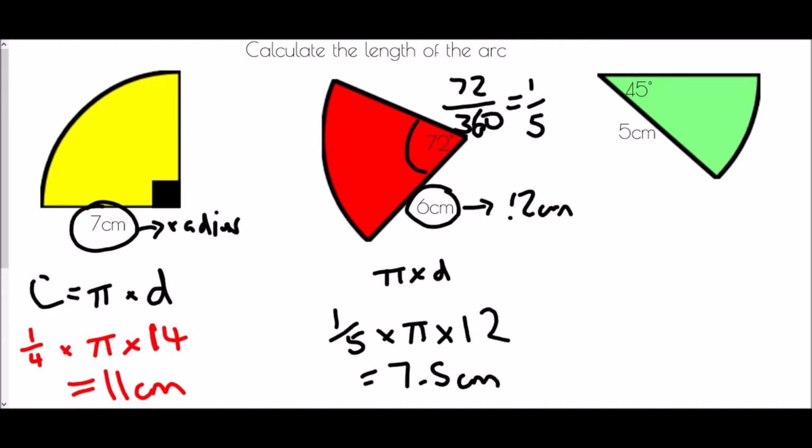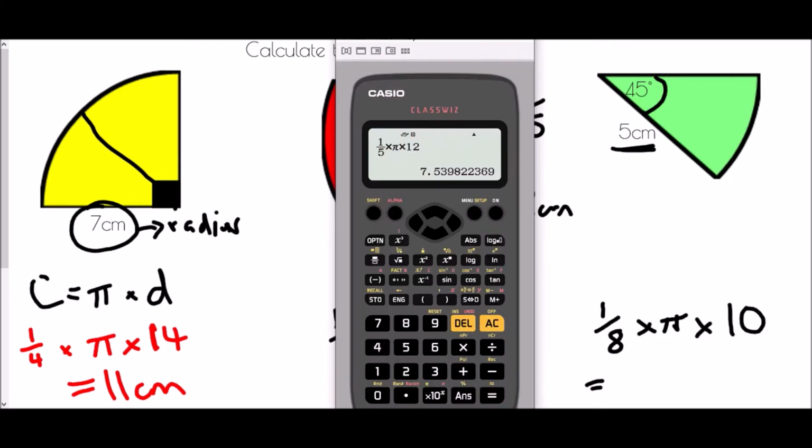And in the final one, we've been given 45 degrees on the inside of our sector. Now, 45 degrees, if 90 degrees is a quarter of the circle, well, that is half again, and therefore this is an eighth of a full circle. And so we're going to use 1/8, and we'll times that by pi, and we'll times it by the diameter. Now again, we've only got the radius here at 5, so we're going to have to double it to get the diameter. And then we're just going to type that into the calculator.